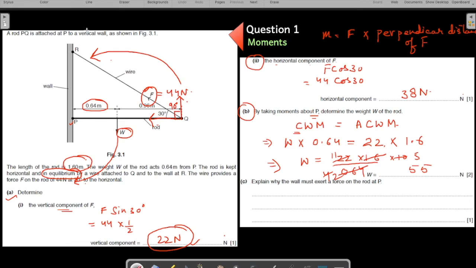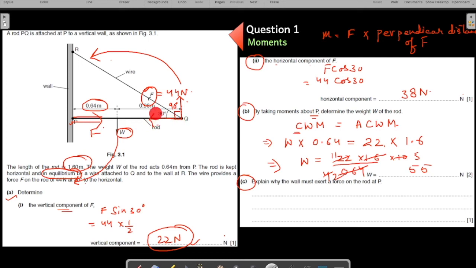Alright. So these were easy questions so far, of the same level as IGCSE. So C. Explain why the wall must exert a force on the rod at point P. So they are saying that the wall is exerting a force on the rod. Why is the wall exerting a force on the rod? Think about it. Everything is in equilibrium. If you get the hint here, equilibrium. Is the horizontal component of the force getting balanced here?